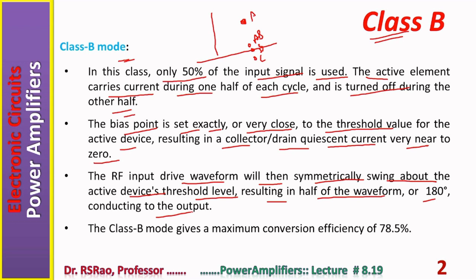The class B mode gives maximum conversion efficiency of 78.5%. As mentioned in part A, these figures are theoretical maximum. You can have this much larger efficiencies only on paper. In reality, it is not so. Reality or actual efficiencies are quite low. This point has to be kept in mind.